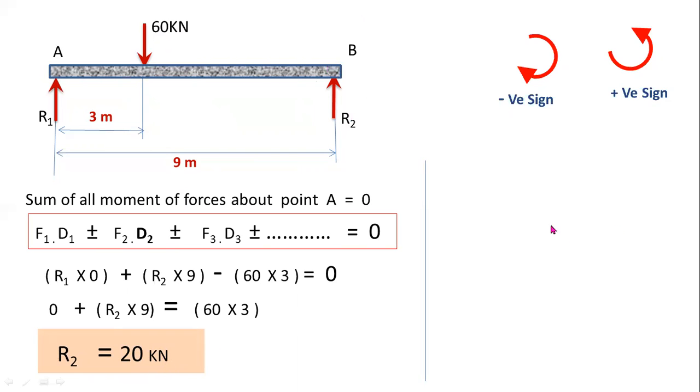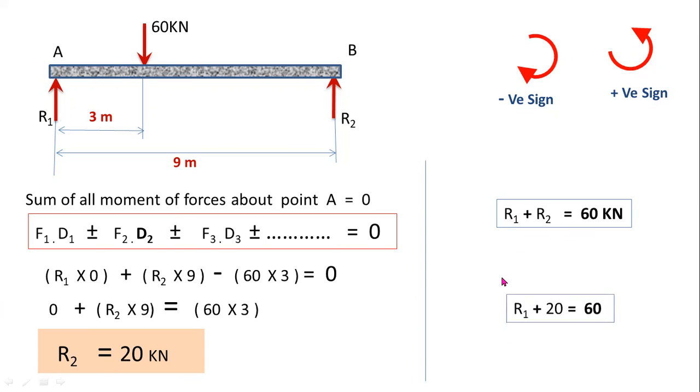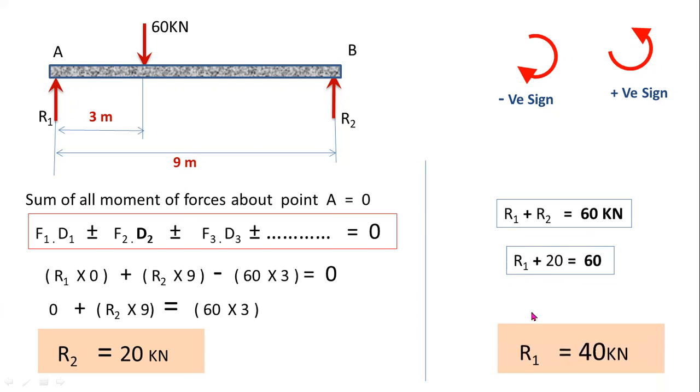R2 equals 20 kilonewtons. Already we know the equation R1 plus R2 equals 60 kilonewtons. From this equation, you can get the value of R1. Now substitute the value of R2 in this equation, and you get R1 equal to 40 kilonewtons. So R1 is the support reaction at the left end support, and R2 is the support reaction at the right end. These two are the answers for this problem.